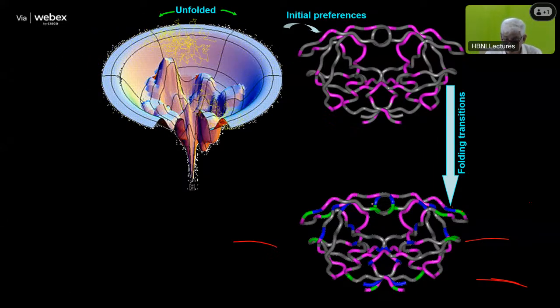And that's why you see it in these loop areas. This is a loop which is holding it together. And there's the interface here. This is holding it together. And you see those happening systematically, stepwise.